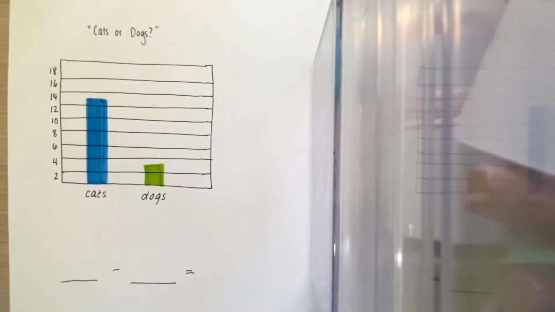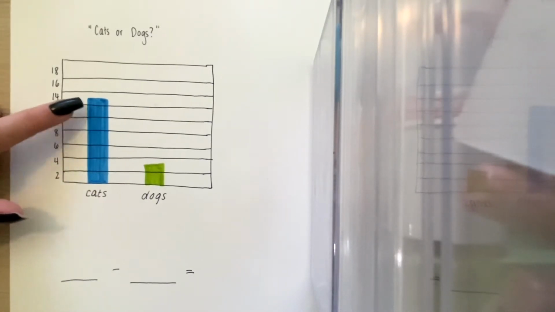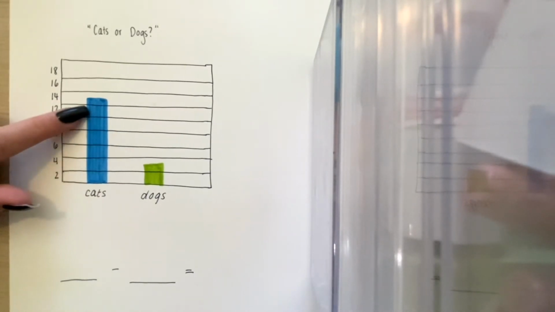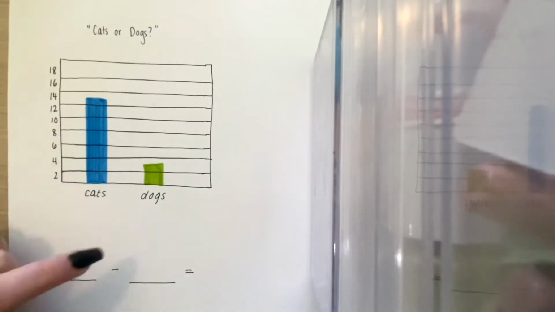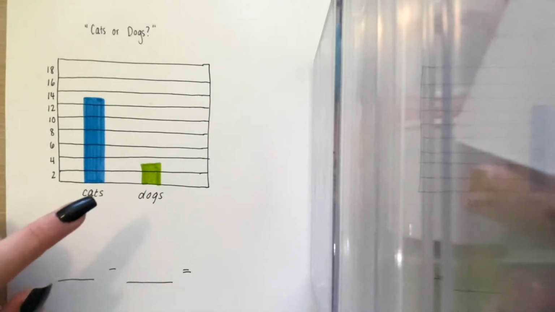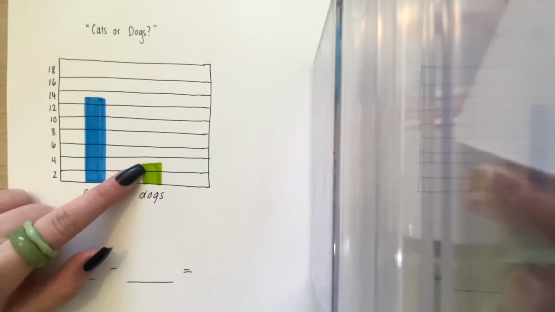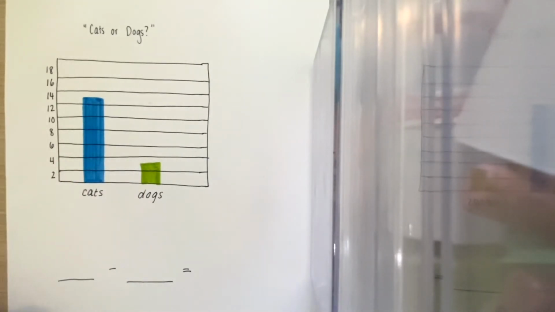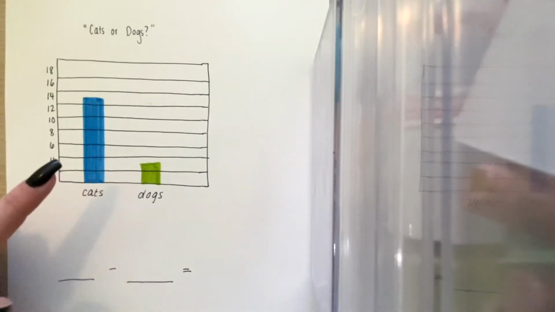In this graph, we are going to be looking at data that involves which animal students voted to be their favorite, the selections being cats and dogs. As you can see, we have 13 students that voted for cats because it's above the 12 line but below the 14. And we have 3 students that voted for dogs because it is above the 2 line but below the 4 line. In this question, we are wondering how many fewer students voted for dogs than cats.